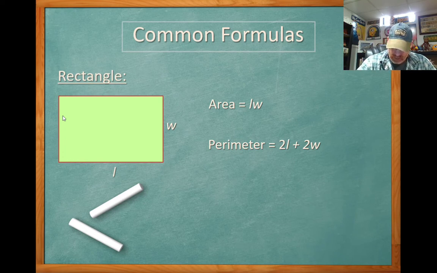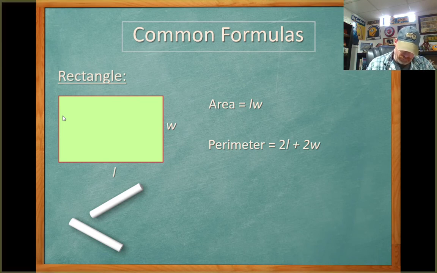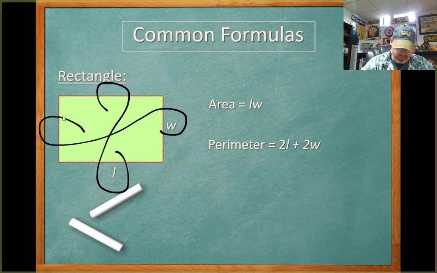Rectangle. Area is length times width. Perimeter is twice the length plus twice the width. Why? Because there's two lengths and there's two widths.